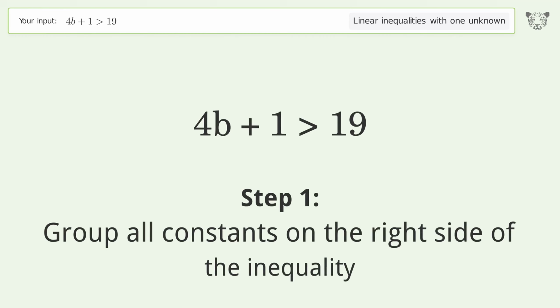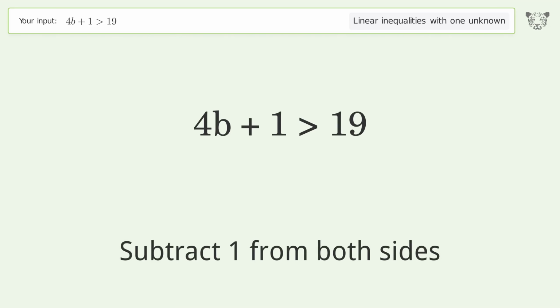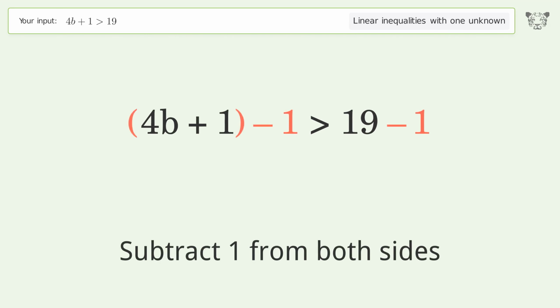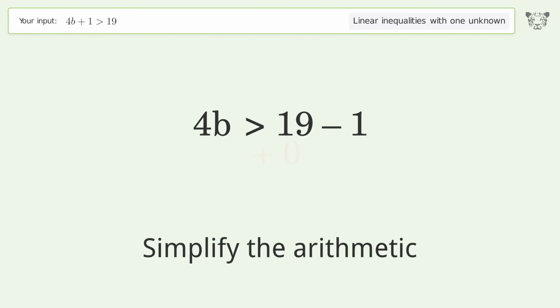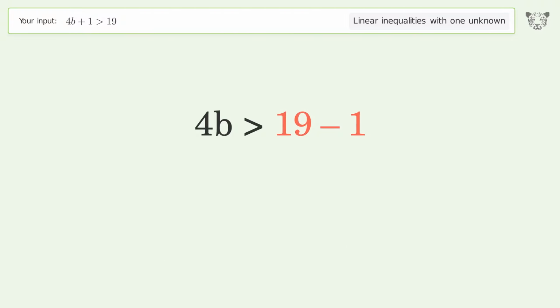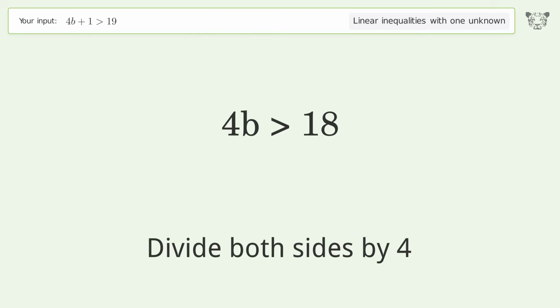Group all constants on the right side of the inequality. Subtract 1 from both sides. Simplify the arithmetic. Isolate the b. Divide both sides by 4.